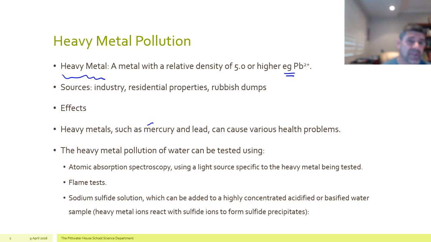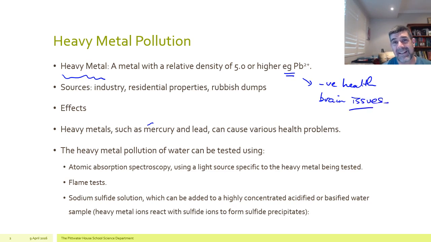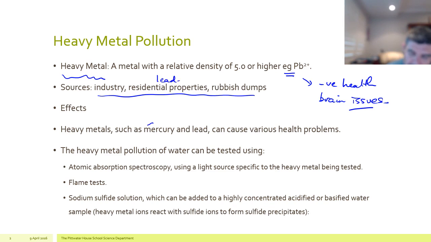The reason that lead's important is firstly because it's got such significant negative health effects, particularly linked to brain issues, and so therefore lead in the waterways is a real problem. But also the fact that it comes from such a large range of different sources, so not just from industry but from residential properties, from rubbish dumps, and the fact that things like our lead acid battery that we've been having a look at earlier in this course is a potential source of lead ions in the environment.